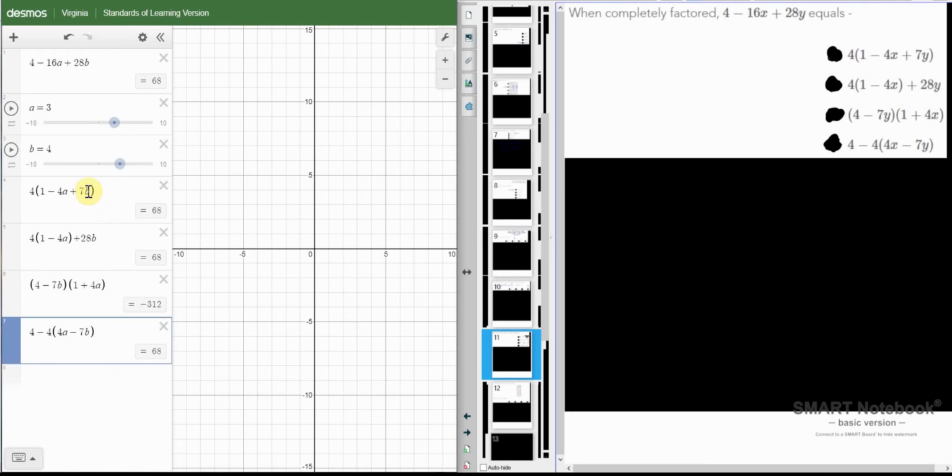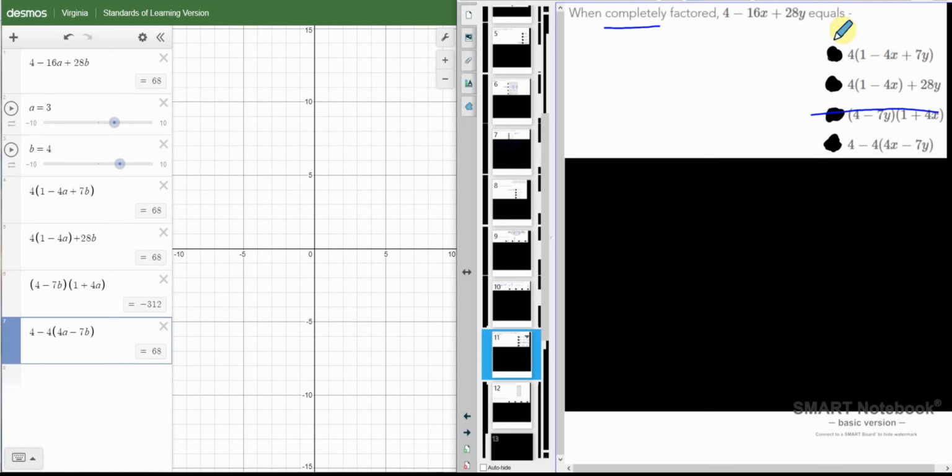Now the problem with this one is 3 of the 4 answer choices give me 68. So I can only rule one of these out. And now I've got to see which one says completely factored. Now I have to look at, okay, look, they factored a 4, right? But here they only have factored a 4 out of the first 2 terms.